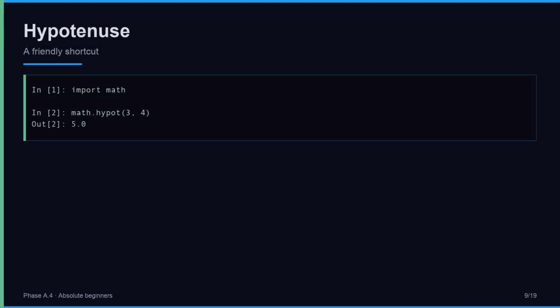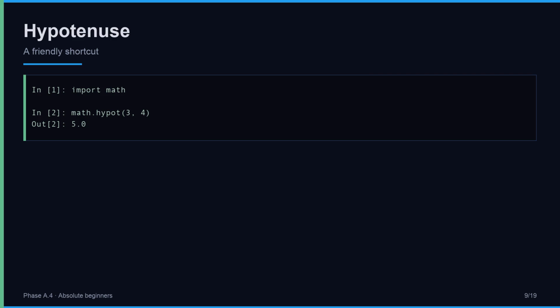Here is a friendly one. Math.hypot of 3 and 4 gives 5. It computes the hypotenuse of a right triangle, the long side. 3 squared plus 4 squared is 25, sqrt of 25 is 5. Hypot does both steps for you and avoids a common rounding mistake.